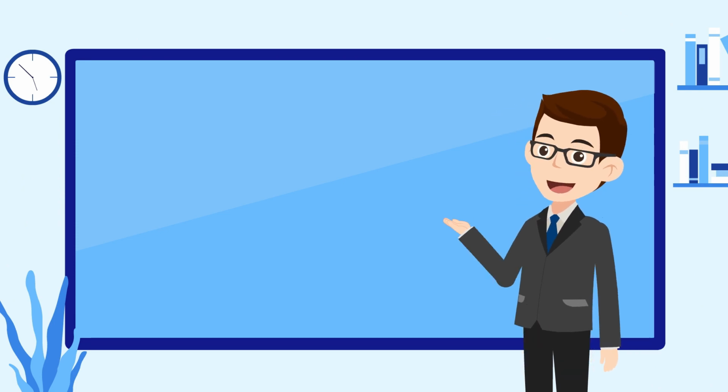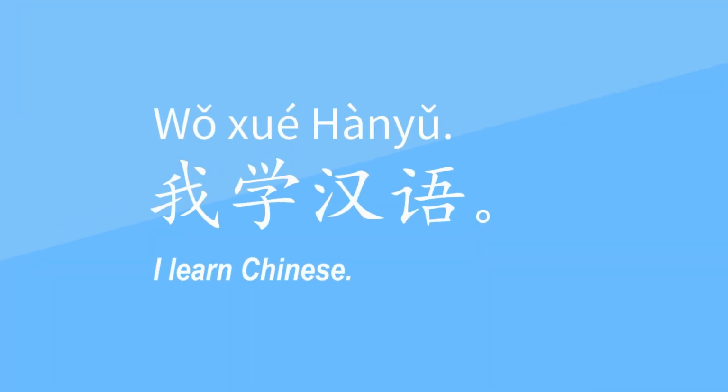What does Hanyu Pinyin look like? It looks like this, with Chinese characters on the bottom and the Pinyin on the top. Each Chinese character is a syllable, and each Chinese character has its own Pinyin. Through Pinyin, you can pronounce the sounds of all the Chinese characters.